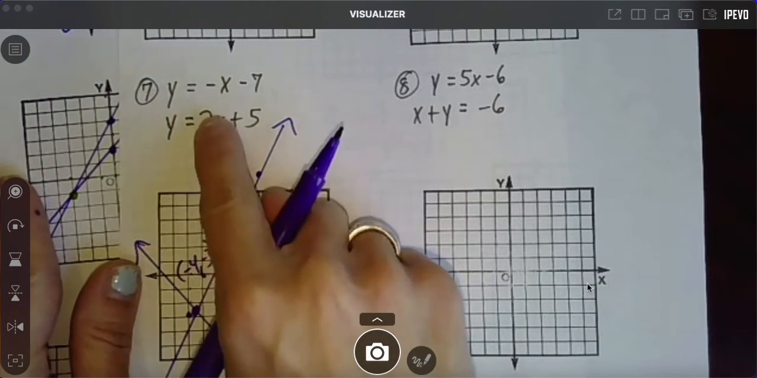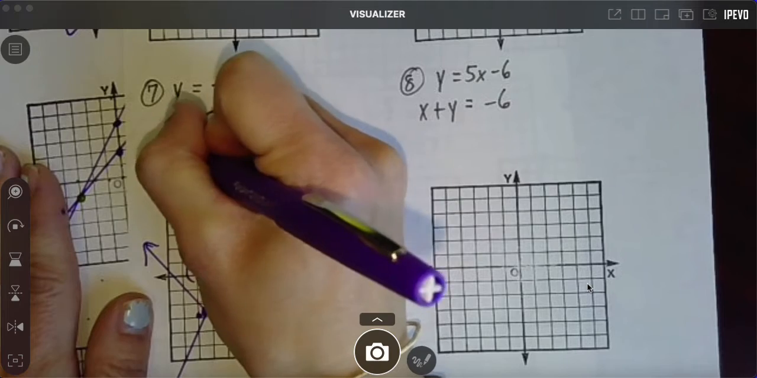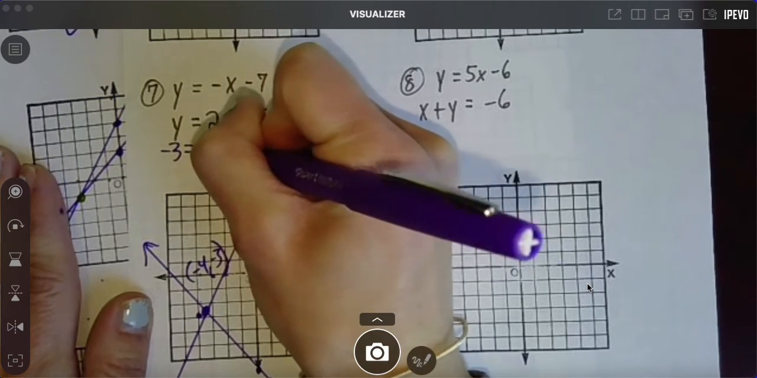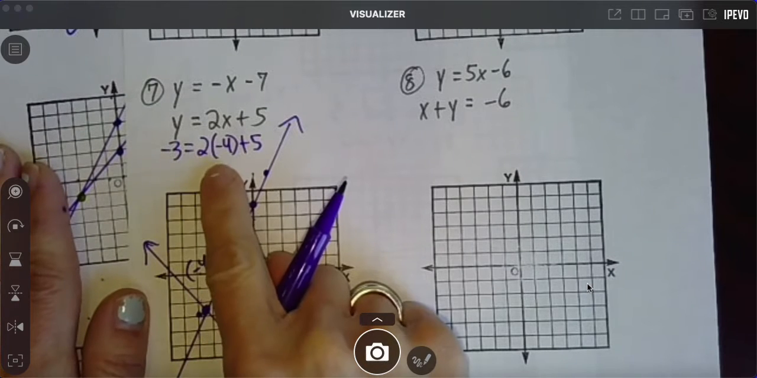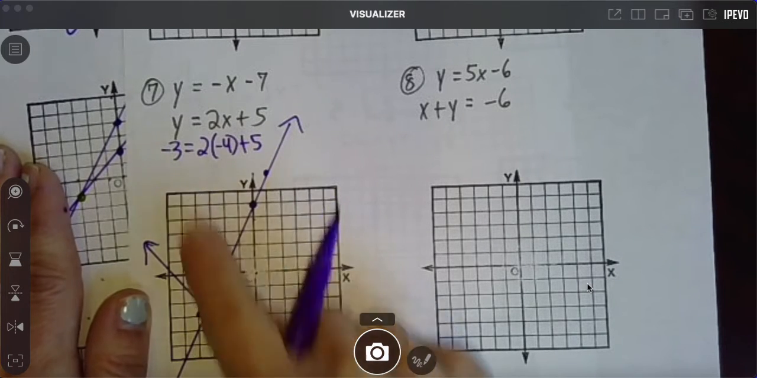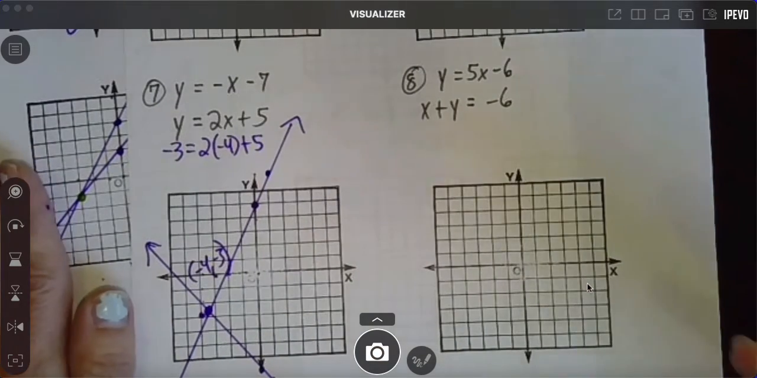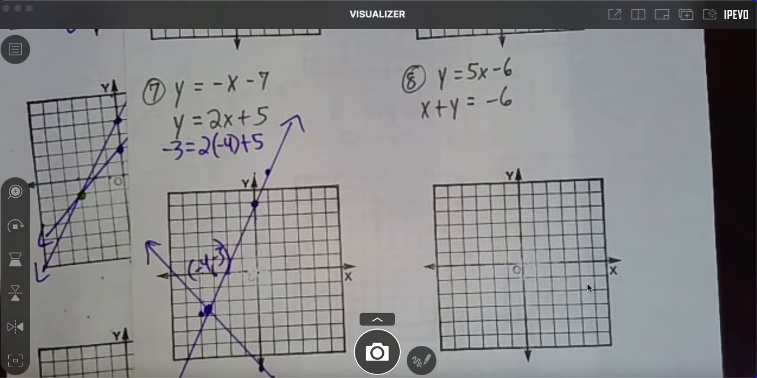So if I plug in my -4, I'm going to pick my bottom equation. So -3, and then over here I'll plug in that -4. Do these two things equal? What's -8 plus 5? -3. Then yes, that is the right answer. And a lot of times on these, they're going to be multiple choice, okay? So you could kind of guess where your point is.